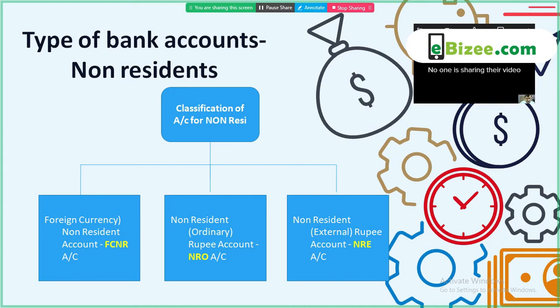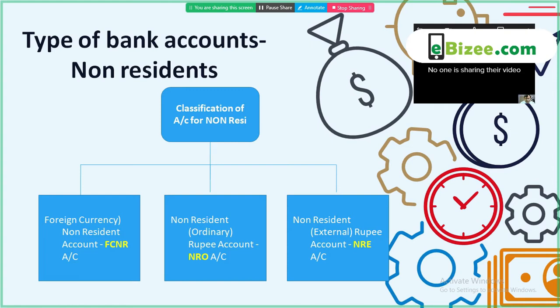As I told you, it is very important to understand what the different types of accounts are which are related to foreign exchange and which can be opened by non-residents. So first I will be talking about the type of bank accounts which are allowed as per FEMA for the non-residents. And when we classify these accounts, there are three types of accounts. One is very famously called the FCNR account. That means foreign currency non-resident account.